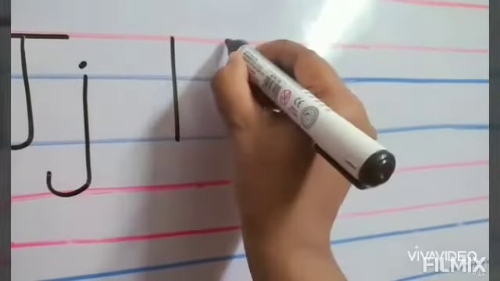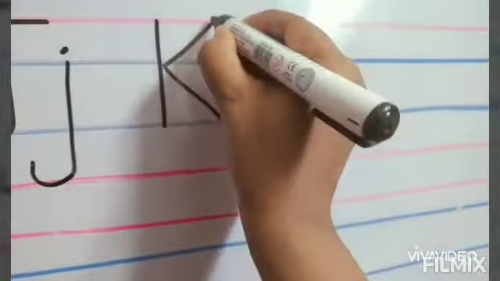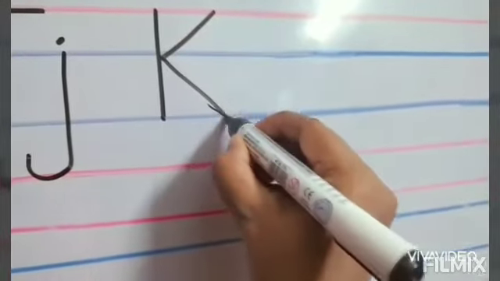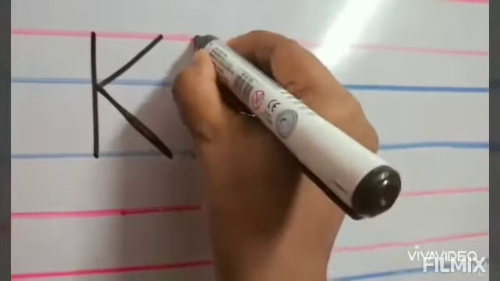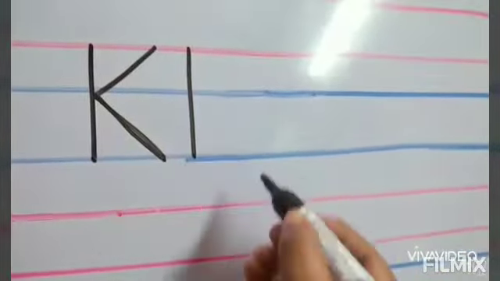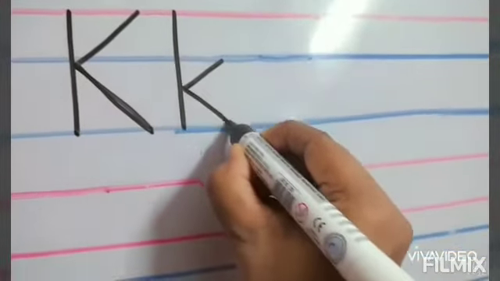For K: a standing line, a big slanting line. Okay, from here to here one slanting line, then down, one more slanting line. K. Now a small k, we need to write a standing line. Here only in the blue two lines we need to write small slanting lines.